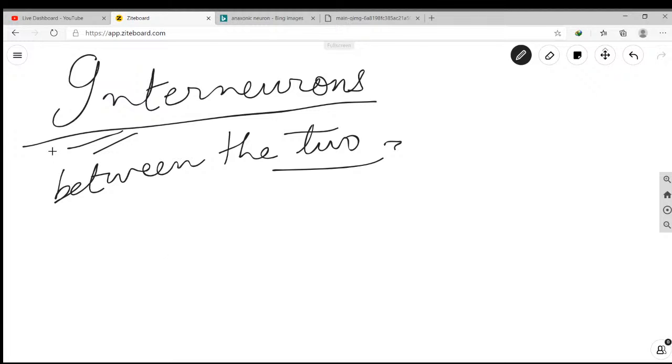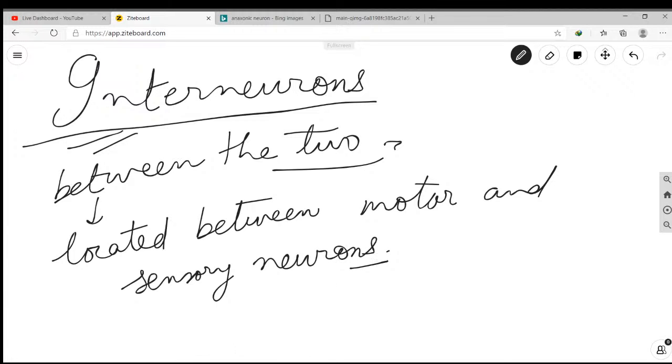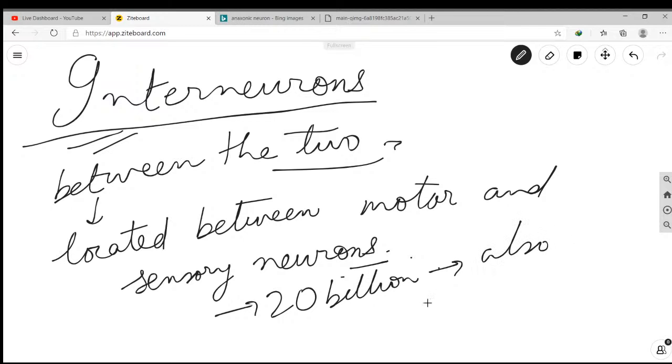Always remember, between motor and sensory neurons, that is your interneuron. So there are 20 billion or so interneurons, also known as association neurons. They are almost 20 billion in number, not 10 million and all. 20 billion interneurons, also known as association neurons.